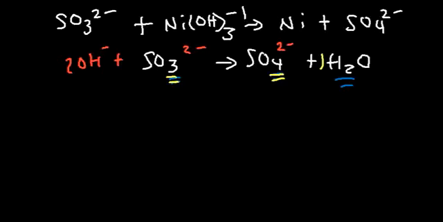And now it's balanced. The total charge on the left side is -4. This is -2, that's -2, so -4. On the right side, the total charge is -2, and they differ by 2. So the right side has a higher charge. -2 is higher than -4 on the number line, so we're going to add 2 electrons. So that half reaction is balanced. Now let's look at the other example.